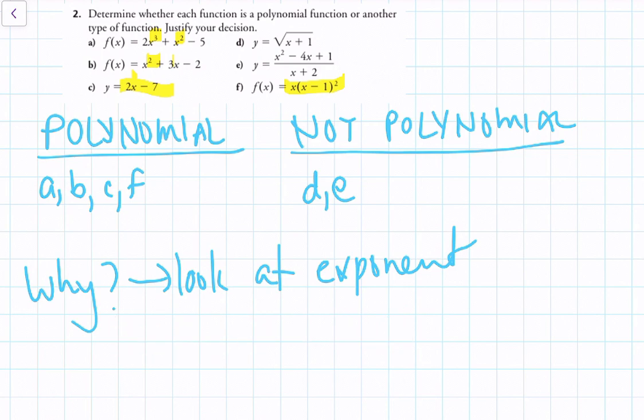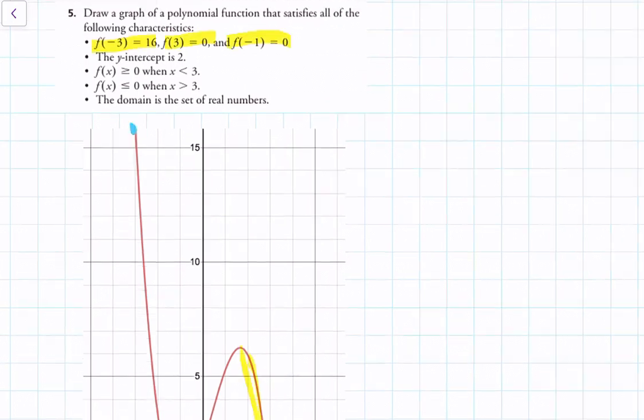So then, the ones that are not polynomial, D and E. For D, we can tell that this entire function is to the power of 1 over 2, right? And 1 over 2 is not a whole number, so we know it's not polynomial, it's something else. In this case, it's a square root function. And for E, we can tell that, again, we have the x in the denominator. This is clearly a rational function, and it's not polynomial. Okay.